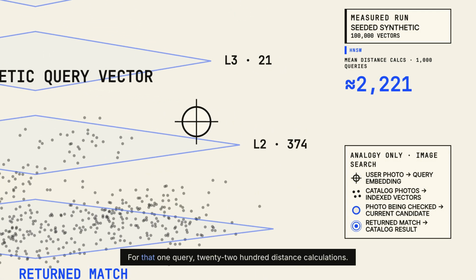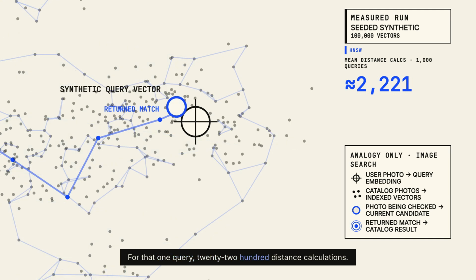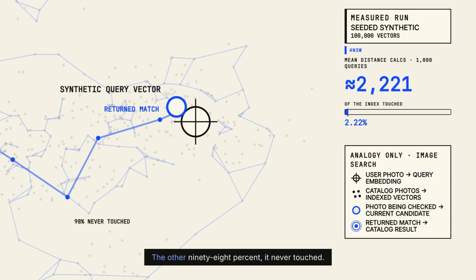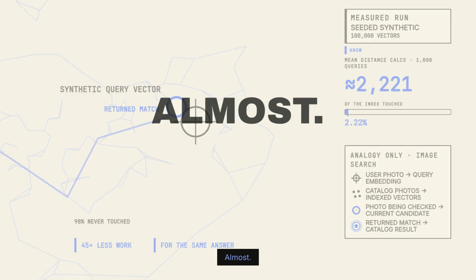For that one query, 2,200 distance calculations. Of the index. The other 98%, it never touched. 45 times less work for the same answer. Almost.